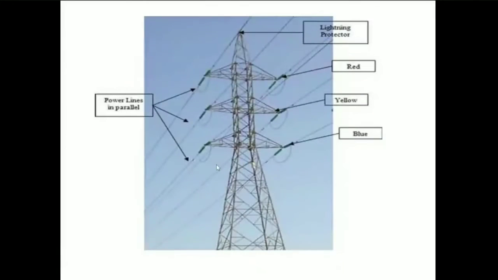This is also another diagram of the transmission line. Tower is there. Then the ground wire acting as a lightning protector is provided on the top. This is also a double circuit line. On both sides we are having the power lines. You can see the insulators also which are separating the conducting wires from the tower.